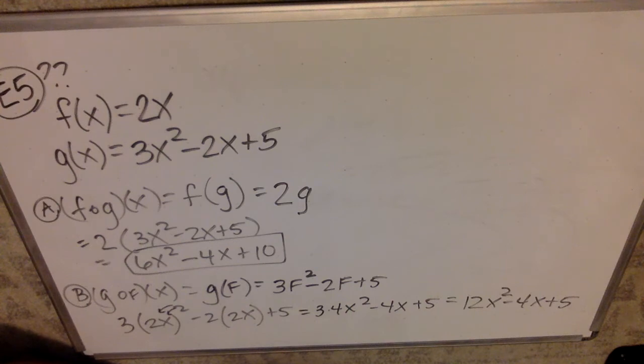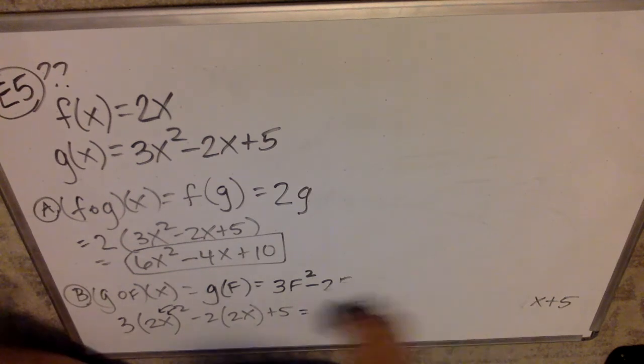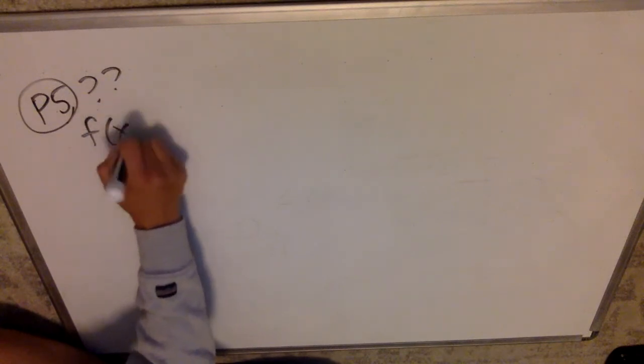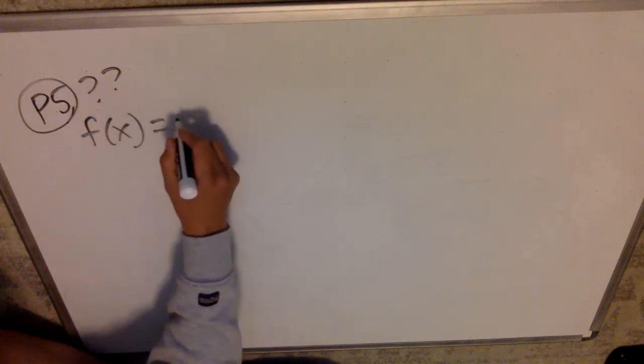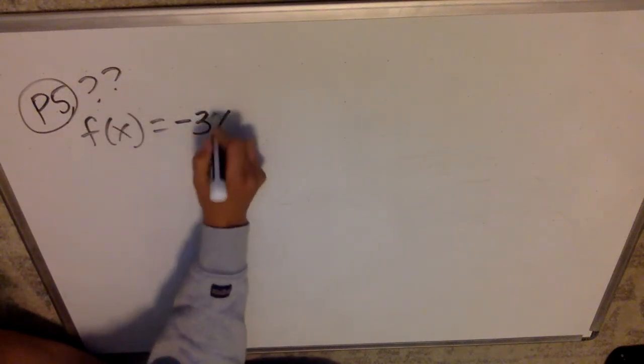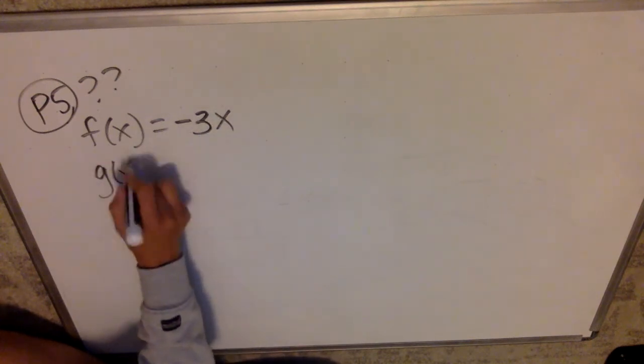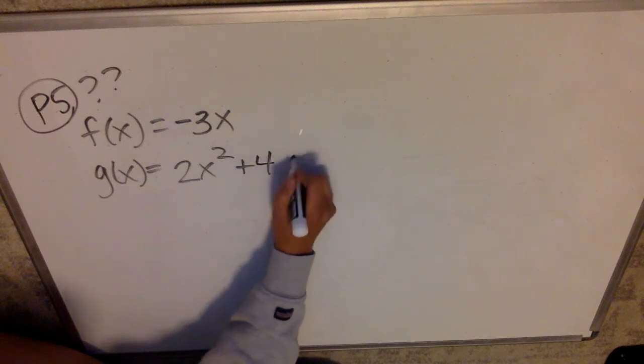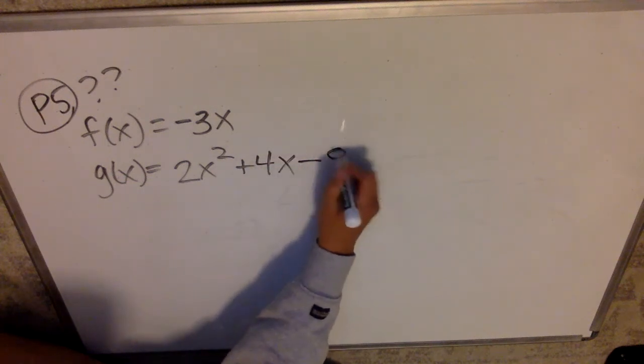Cool. I'm going to give you a P5 that's similar. So again, we're finding f of g and g of f. Again, I'm not entirely sure that it's 5. It might be. It's hard to know. Sometimes I lose count on my own examples, as you've probably noticed. Okay, so my f of x is going to be, let's do a negative 3x. And my g of x is going to be 2x squared plus 4x minus 8.